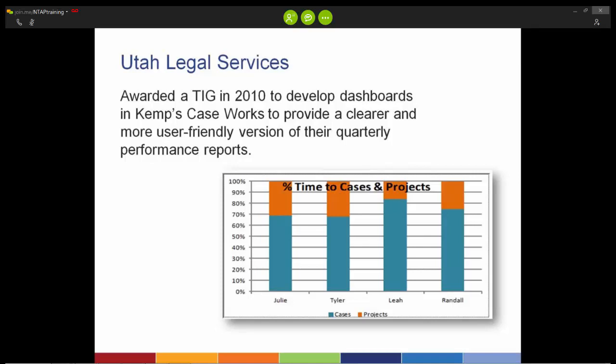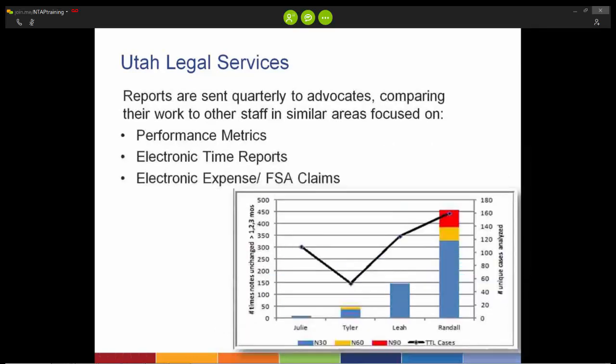So they're not simply saying, well, great, Julie is percent time to cases. And so this is a percent allocated. So this is not necessarily good or bad. But looking at the amount of billable work, or non-billable as the case may be, that each of these people are doing, we can see that Leah has a lot more time. She's putting a lot more time to cases and projects than Tyler is. They're putting more time to cases, while Tyler's putting more time to projects.